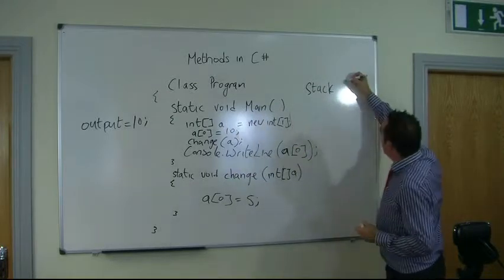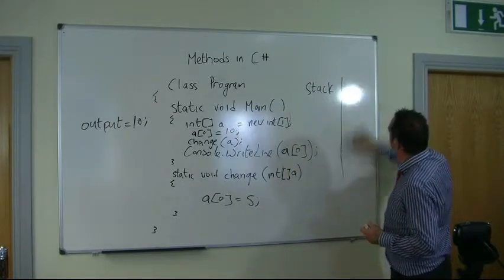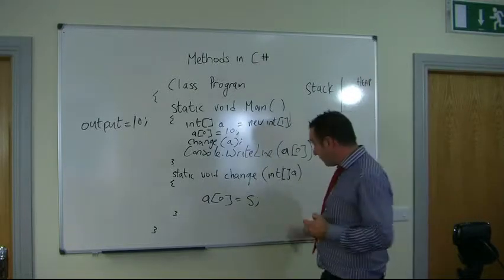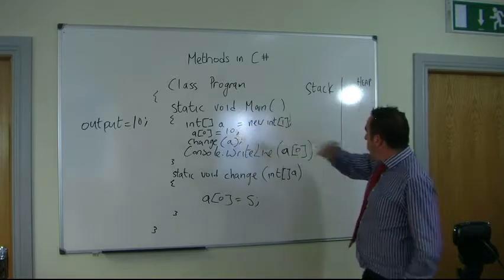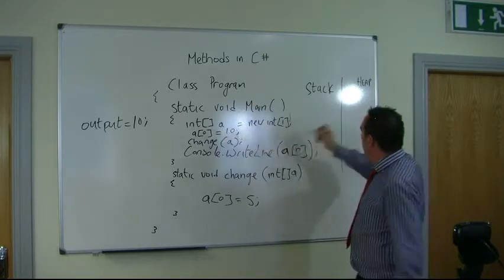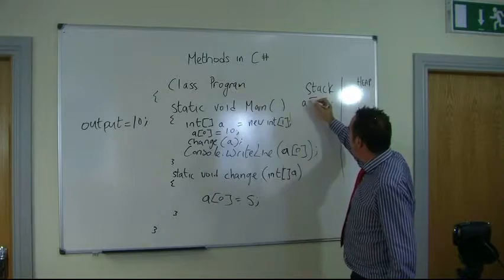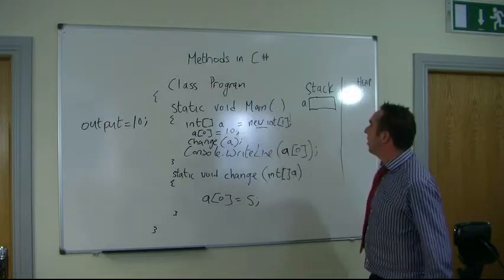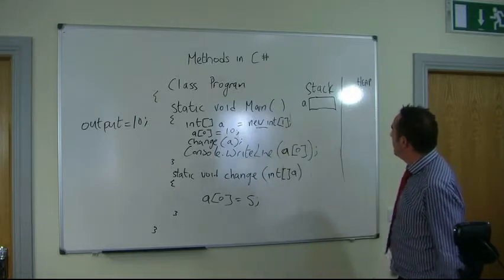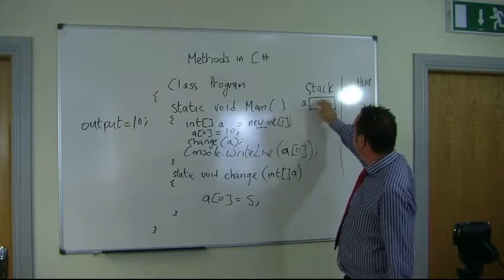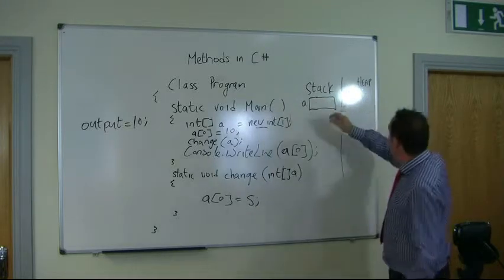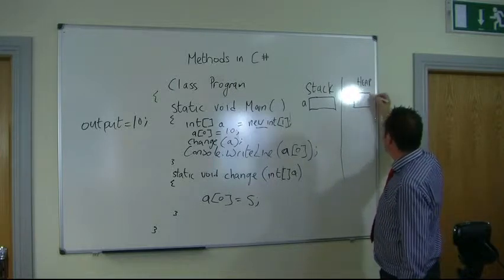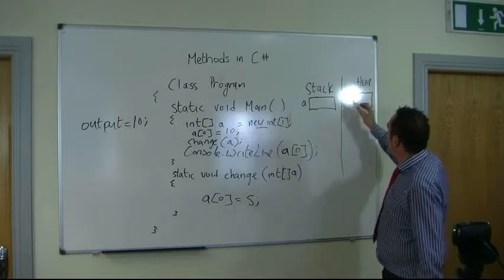Okay, so this time we have the stack, and we also have, because we're using an object, the heap, since all objects are stored on the heap. When we create our integer array here, the same thing happens as when we were passing by value, except the actual value is not stored on the stack. What actually happens is our array is created on the heap. There's a block there on the heap, and that block has an address.